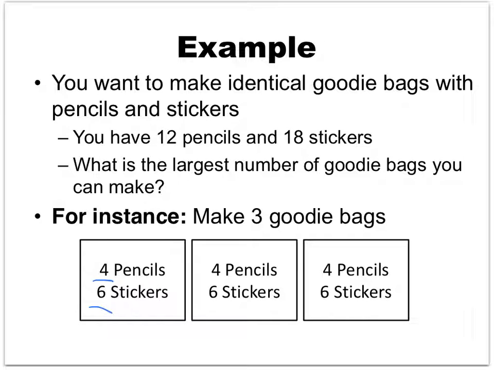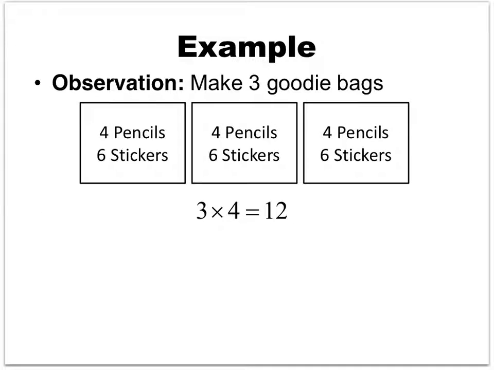Maybe 3 is the maximum number. So we know we can make 2 goodie bags. We know we could make 3 goodie bags. Maybe we could make 4 bags, maybe 5, maybe 6, maybe 7. Of course, the absolute max would be 12, but that's not necessarily the correct answer.